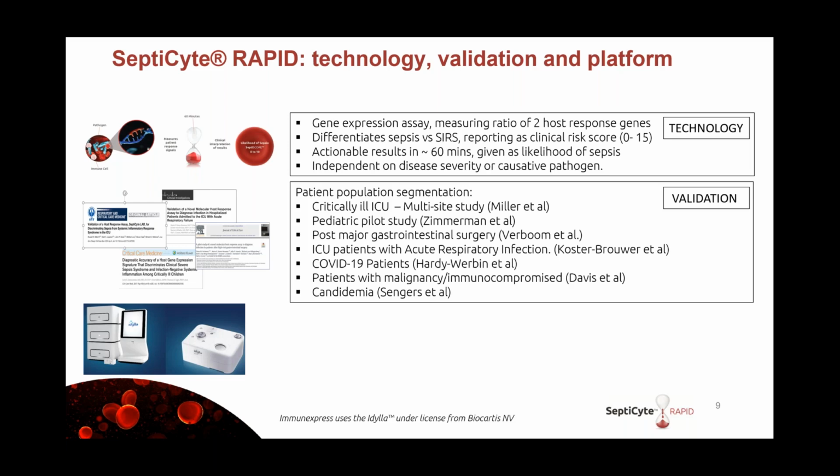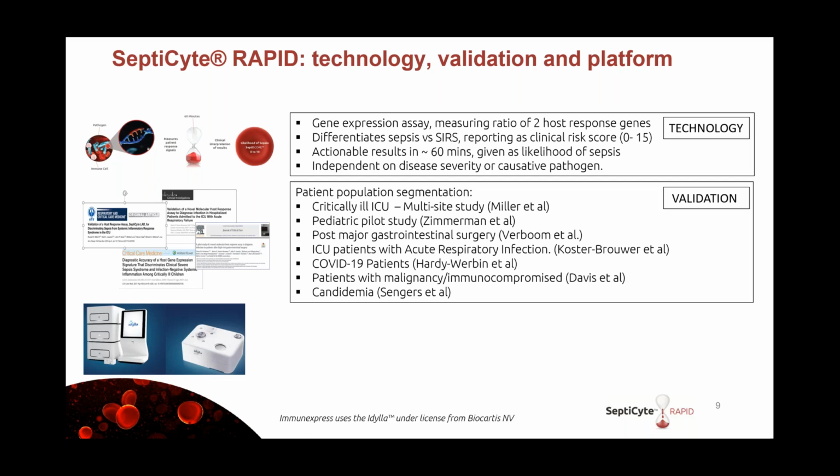SeptiCyte RAPID technology has been validated in a number of different papers and poster presentations. An initial paper presented on the critically ill patient in ICU with sepsis was a multi-site study published by Miller et al. There has since then been a pediatric pilot study demonstrating the efficacy of diagnosis of sepsis versus SIRS in pediatric patients using SeptiCyte RAPID. A paper on evaluating patients post-major gastrointestinal surgery for possible development of hospital-acquired sepsis was reported by Verboom. And since then, there is also a paper on ICU patients with acute respiratory infection.